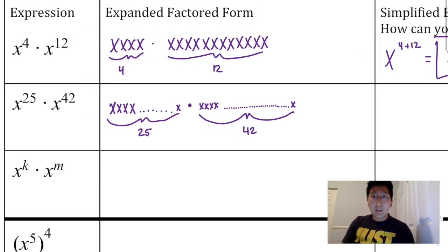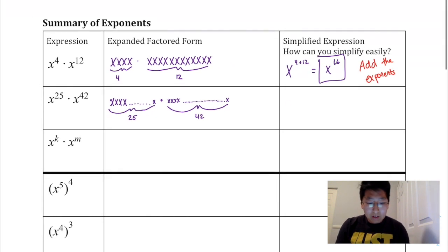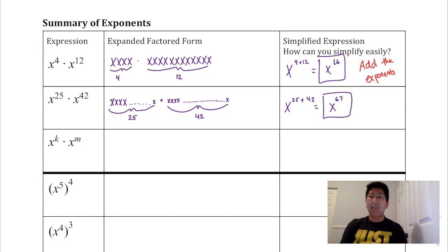Now, I want you to see that we have a total of 25 and 42. So altogether, how many x's do we have? Okay? And I want you to know that we are going to take x to the 25th plus 42. There's going to be a total of x to the 67th.